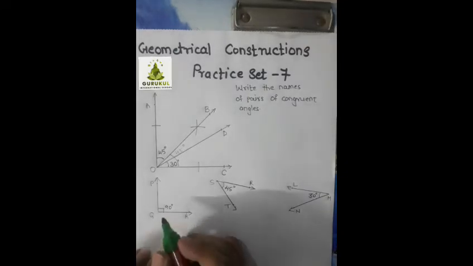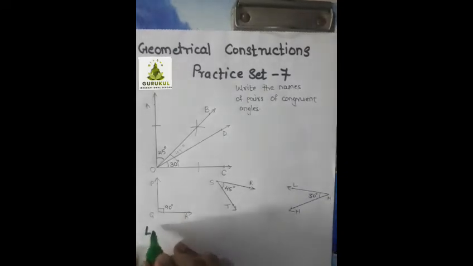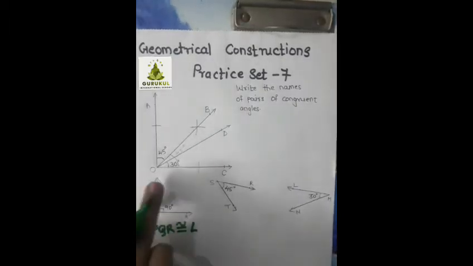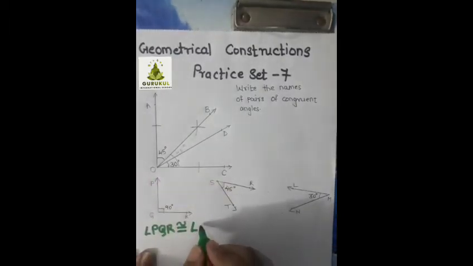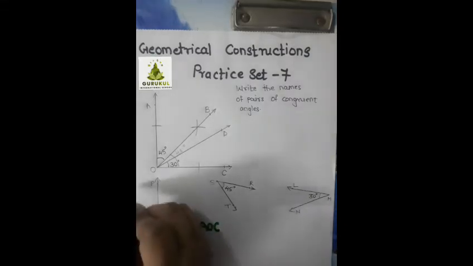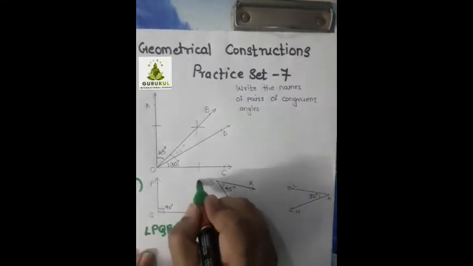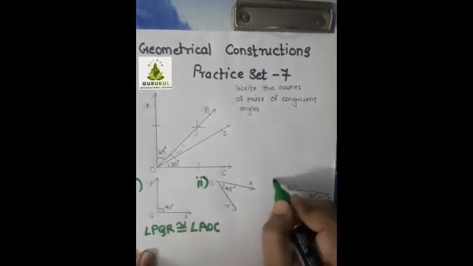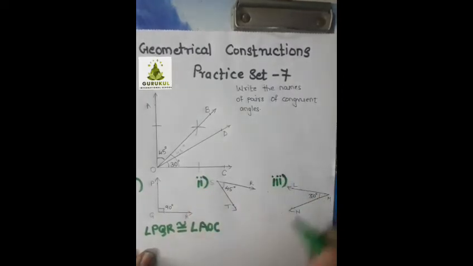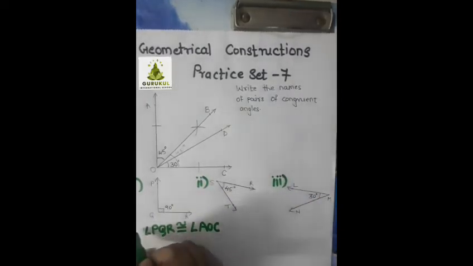So, what answer will we write? Angle PQR is congruent with angle AOC. Correct? This is your first figure. This is your second. This is third. So, first answer we have written here.